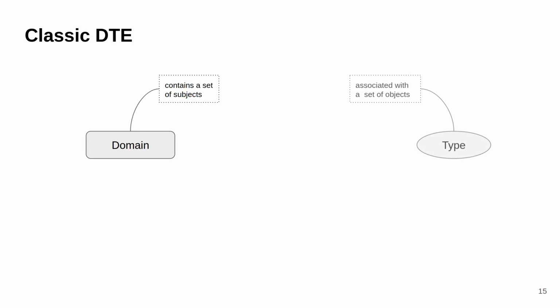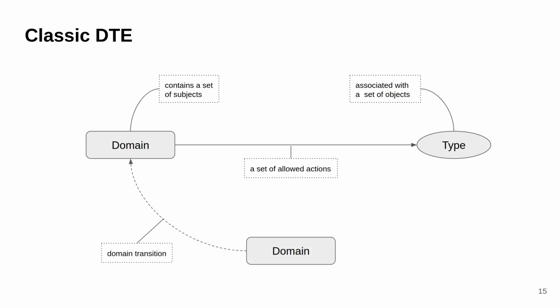The classic DTO model is based on three key concepts. First, domains, which are used to group a set of subjects according to specific properties. Second, types that are associated to a set of objects. The association between a domain and a type defines a set of actions that are allowed to be performed by the subjects of the domain on the objects associated to the type. Third, domain transition, allowing a subject to transit from a domain to another.